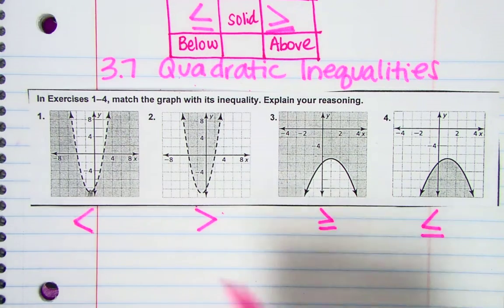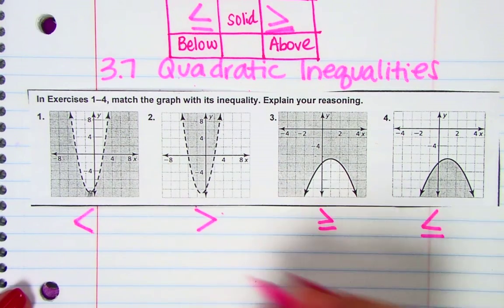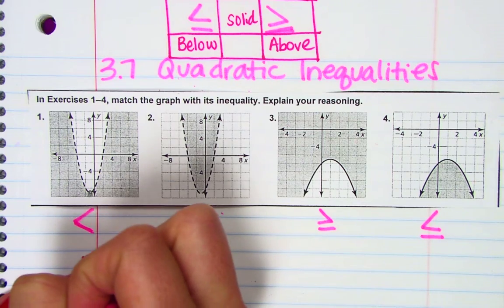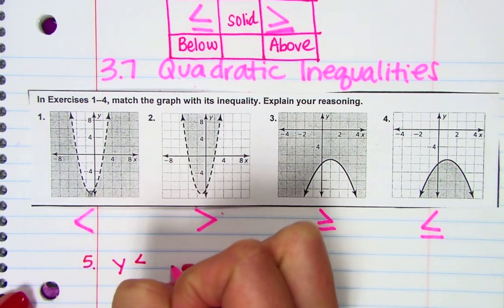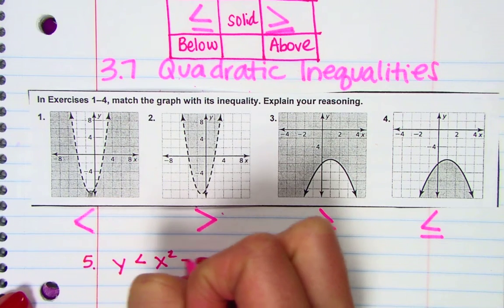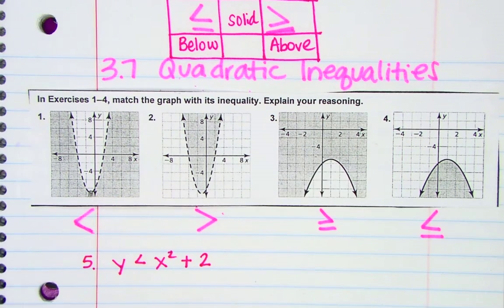Now we're going to make some sketches of graphs ourselves, okay? We'll have number 5. Y is less than x squared plus 2. Okay, I'm going to use my highlighter for this. That's kind of why I asked y'all to get the highlighter. One of the reasons I asked y'all to get a highlighter.